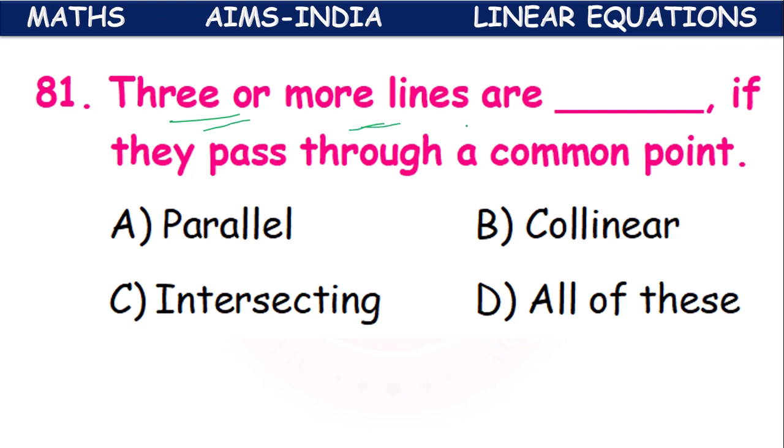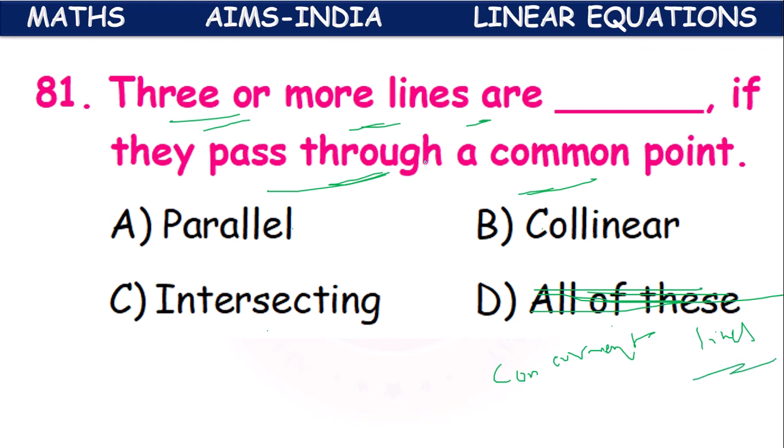3 or more lines are dash if they pass through a common point. Parallel, collinear, intersecting, all of these. So strike off these, children. Instead of this, we should have the option here: concurrent lines. So 3 or more lines are dash if they pass through a common point. So the answer is concurrent lines.